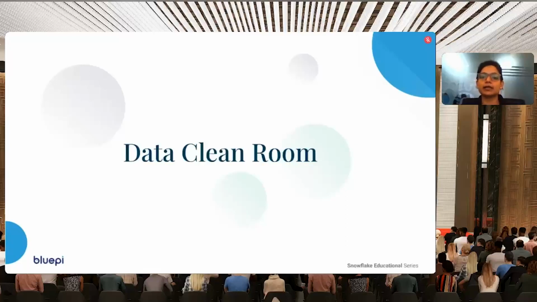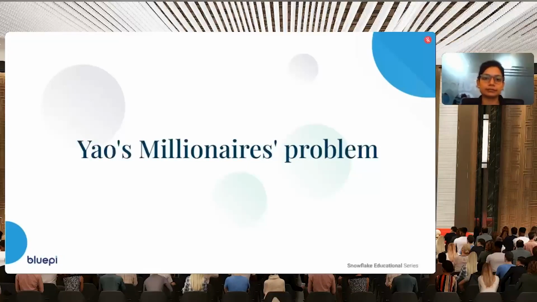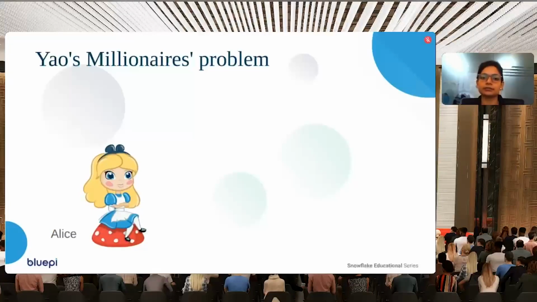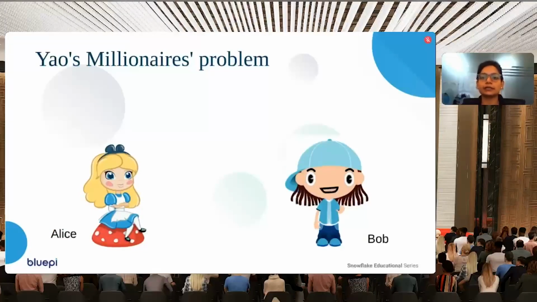Let us try to understand data clean room with help of an example. In the 1980s, a computer scientist and computational theorist, Andrew Yao, posed a secure multi-party computation problem, which is today known as Yao's millionaires problem. So this problem discusses two millionaires, Alice and Bob. They both are interested in knowing which of them is richer without revealing their actual wealth. So they want to share the data to know the underlying information, but they do not want to actually show how much their wealth is.